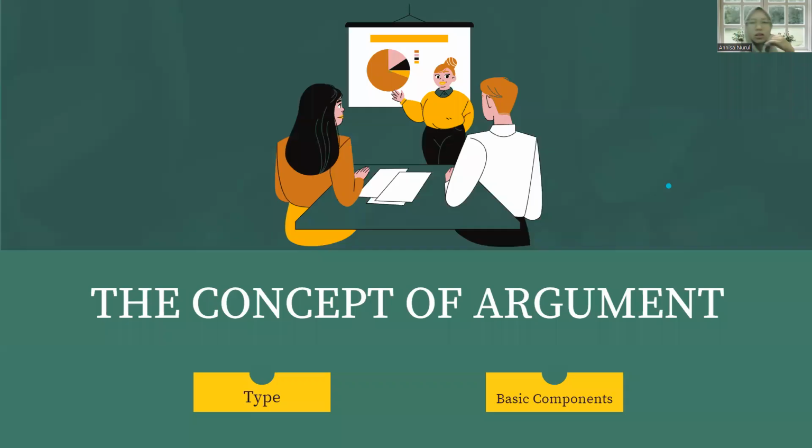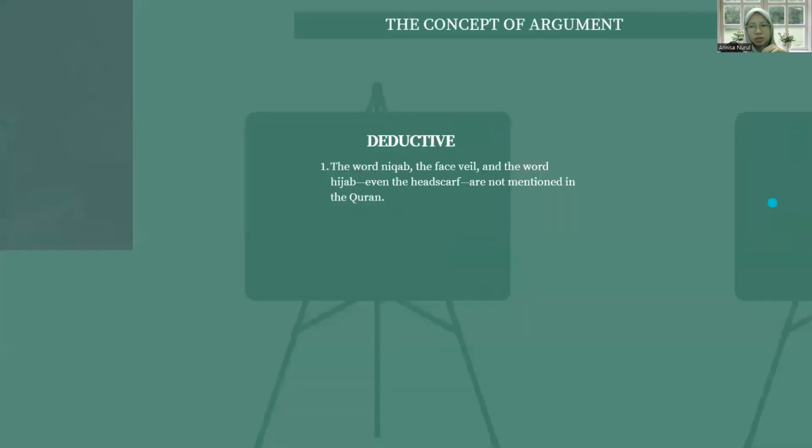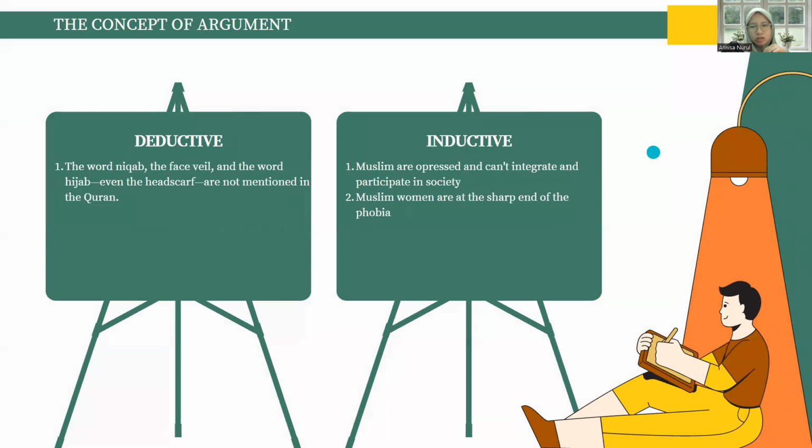Now move on to the concept of arguments. There are 2 sections that I'll cover. The first one is the type, and the second one is the basic components. All right, what is the type of argument? There are 2 types of arguments.